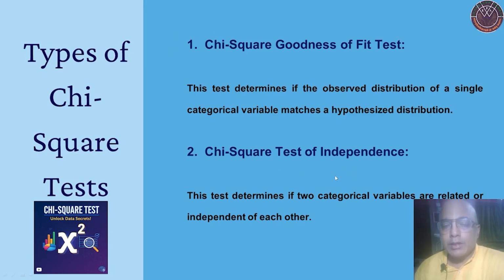Now the chi-square test of independence: this test determines if two categorical variables are related or independent of each other. That I just told you, suppose you are thinking about whether gender has any role to play in food choice.